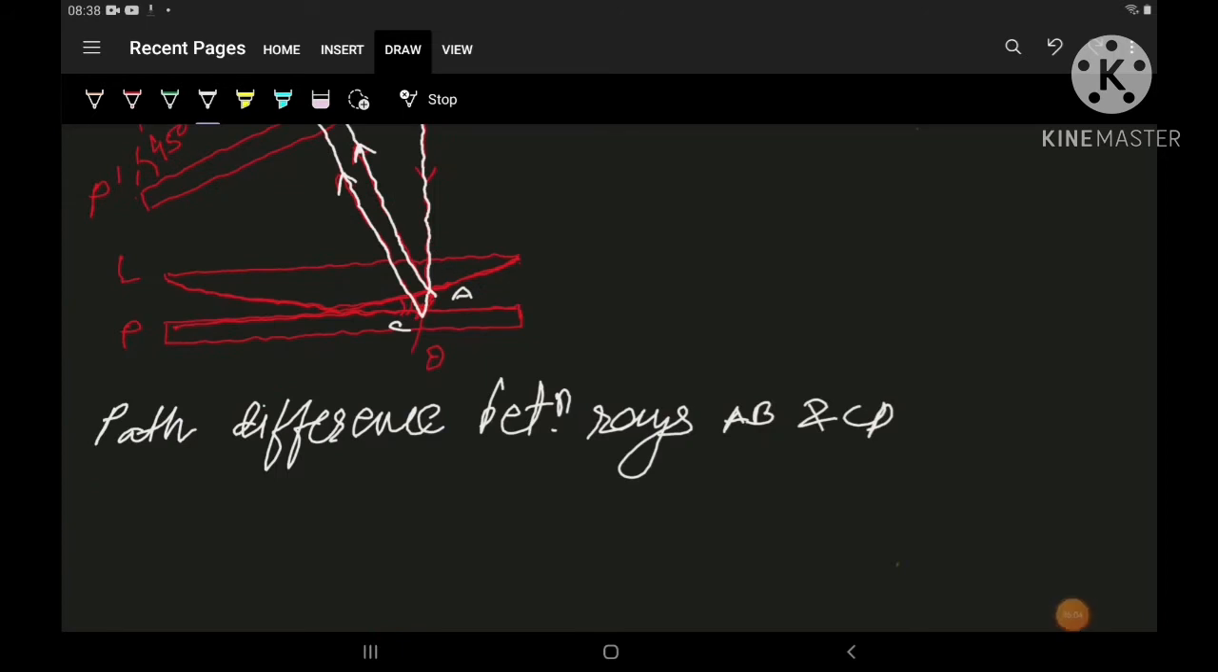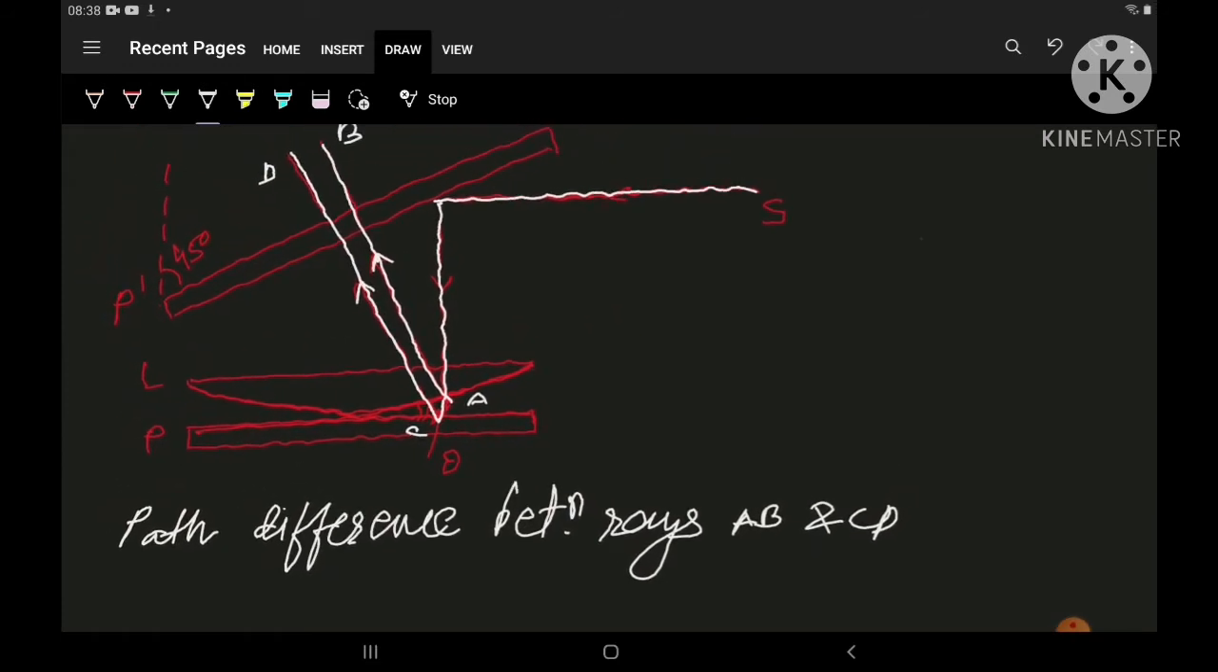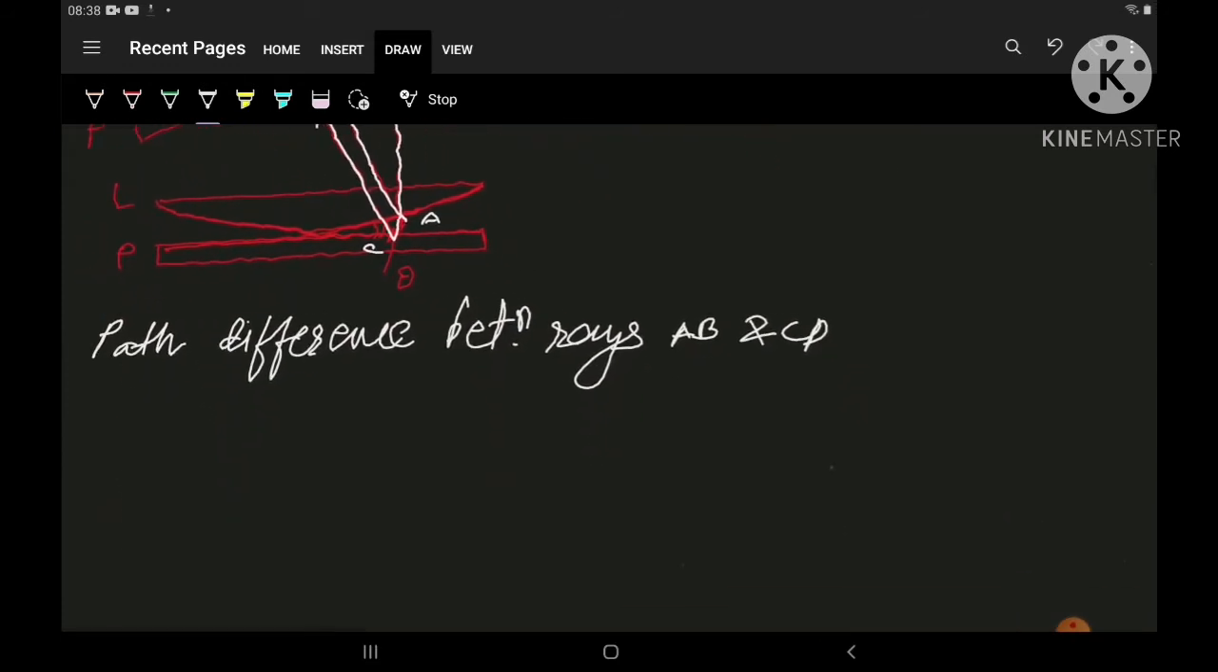Now let us see the path difference between the light rays AB and CD which are allowed to interfere. As we have studied in the previous topic, the path difference in the reflected part is given as delta equals 2 mu t cos(r plus theta), as we studied in equation number 1.